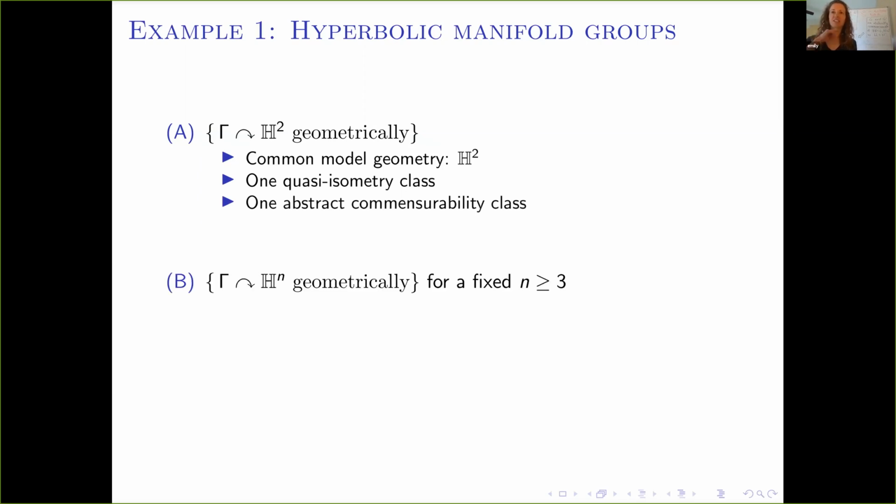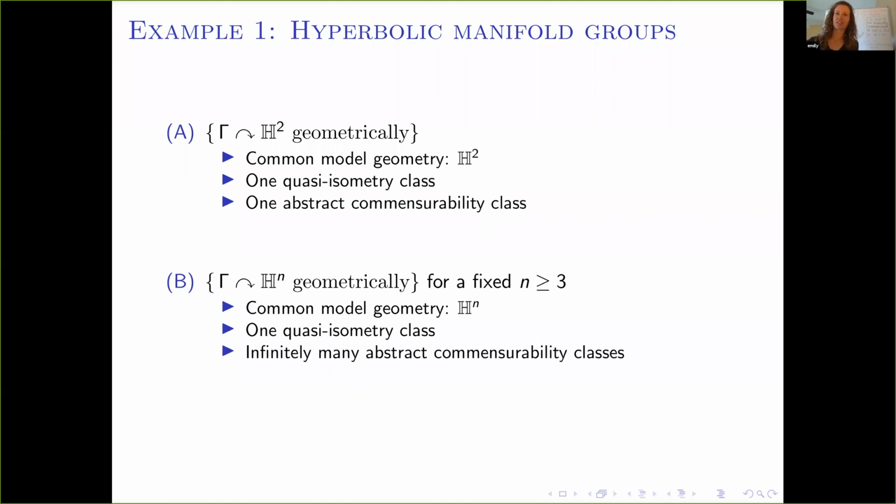The situation changes in higher dimensions. So if you consider the groups that act on hyperbolic n-space geometrically for some fixed n at least 3, then as before, all groups in this class have a common model geometry, hyperbolic n-space. So there's one quasi-isometry class. However, there are infinitely many abstract commensurability classes, and the invariants are number theoretic.